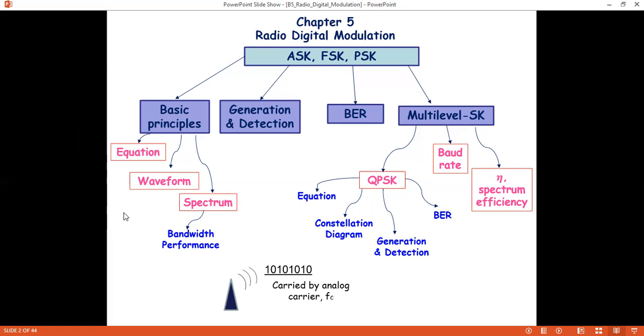For this first part, I will separate the lecture into two parts. For today we will learn on the basic or binary shift keying, which is ASK, FSK, PSK. And in our next lecture on another day, we'll learn about multi-level shift keying. But it's important to understand this basic shift keying before we go deeper into multi-level.